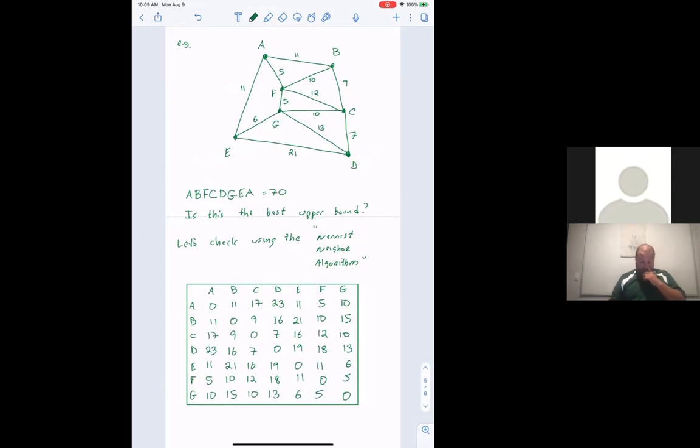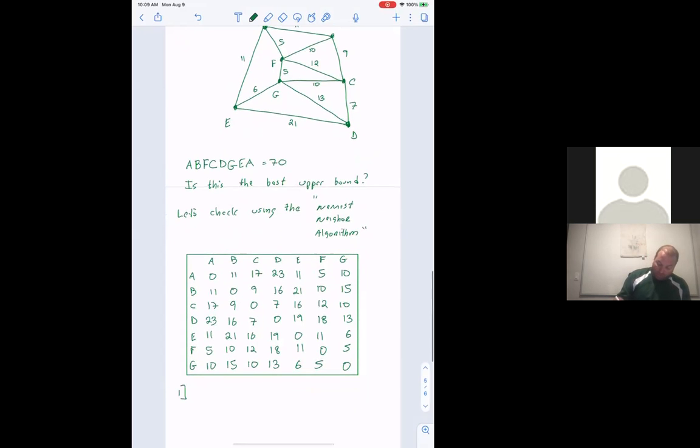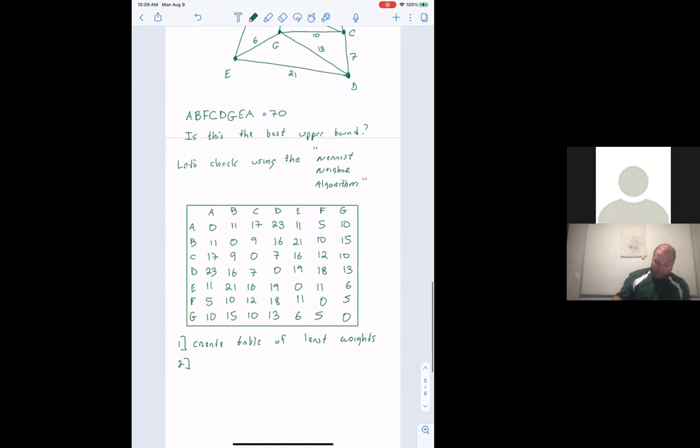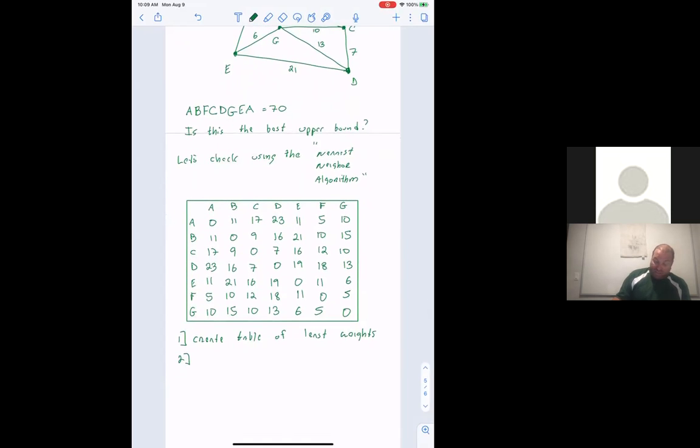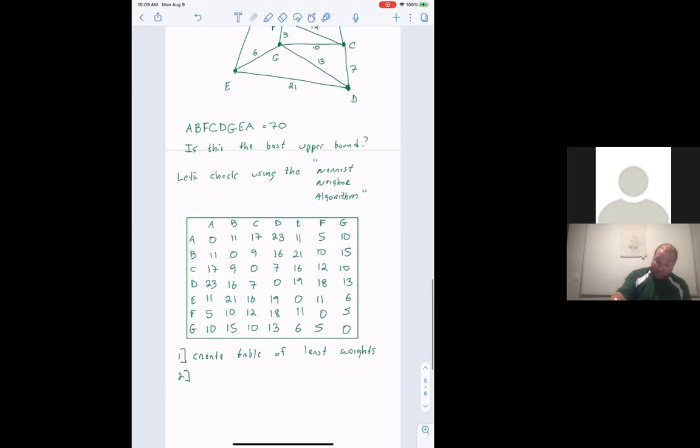Okay, so step 1 is create a table of least distances or weights showing the shortest route between any two vertices. Step 1, create table of least weights. And then what is the nearest neighbor algorithm? Well, choose any starting vertex. Now, in our example, we have no choice. They said start with A. Okay, so we're going to start with A.